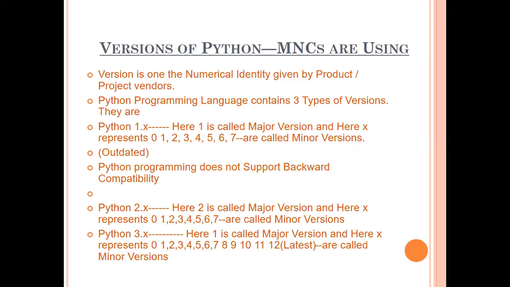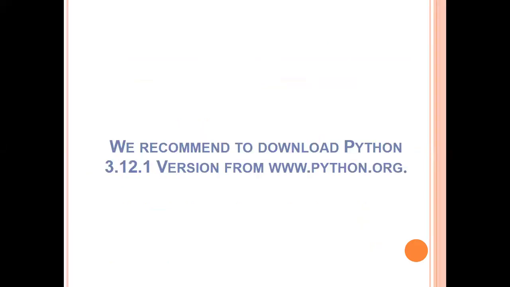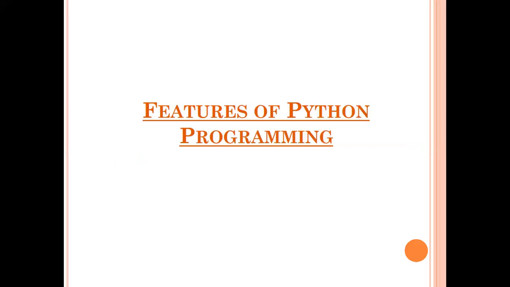Then 3.x, in which 3 is the major version and .12 is the latest minor version. We recommend you download 3.12.1, which is the latest version of the Python programming language, from www.python.org. You can freely download this from the Python Software Foundation's website, www.python.org.